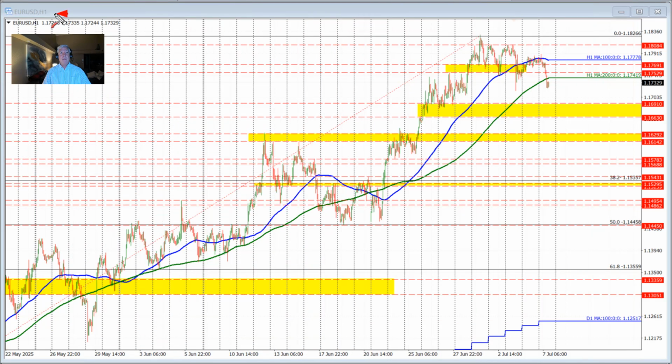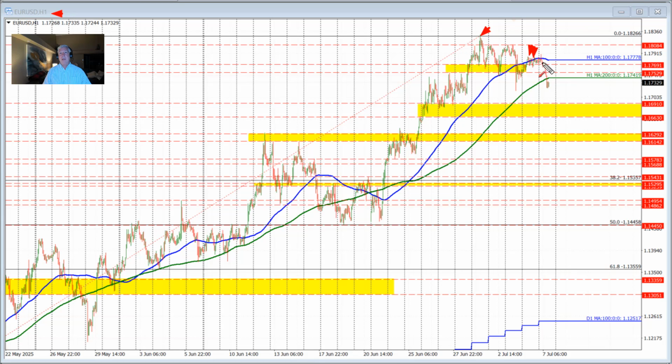So let's get started. Let's first take a look at the hourly chart of the euro versus US dollar, and you can see that the price peaked last week at 1.18266. That happened on Tuesday's trade, and we started to rotate modestly to the downside, getting below the 100-hour moving average on Thursday, and for the most part staying below it on Friday, the 4th of July holiday.